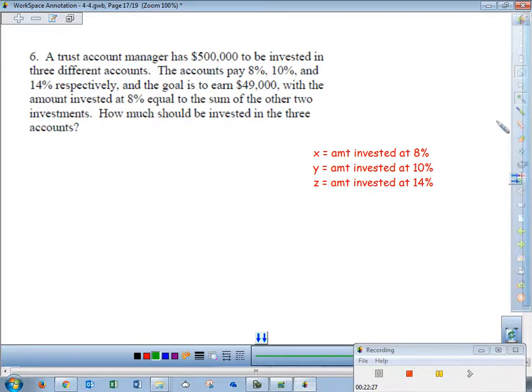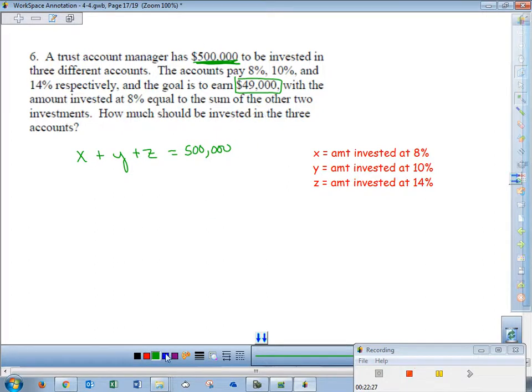Okay, so the question is, when you add X, Y, and Z together, what should they add up to equal? Should they add up to equal the 500,000, or should they add up to equal the 49,000? The 500,000 is the money that they totally have to invest. The 49,000 is the interest that they want to earn. Since X, Y, and Z is the amount they're going to invest, that should all add up to be 500,000. So X plus Y plus Z equals 500,000. This is the total amount of money that this guy gets to invest in these three different accounts.